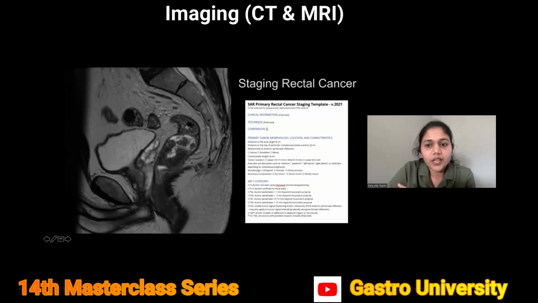Next is the morphology of the tumor. It is very important to know where the tumor is in a circumferential manner: whether it's completely circumferential, semi-annular, or partly annular. Is it a polypoid lesion? Is it a mucinous one: no mucin, some mucin, or mostly mucin? The mucin component is avidly hyperintense on T2. Then we can give the T staging.